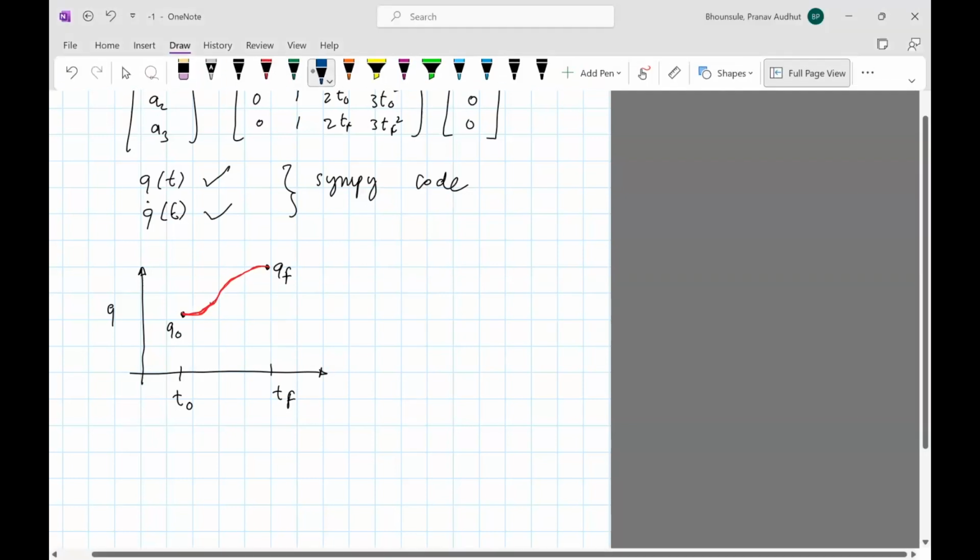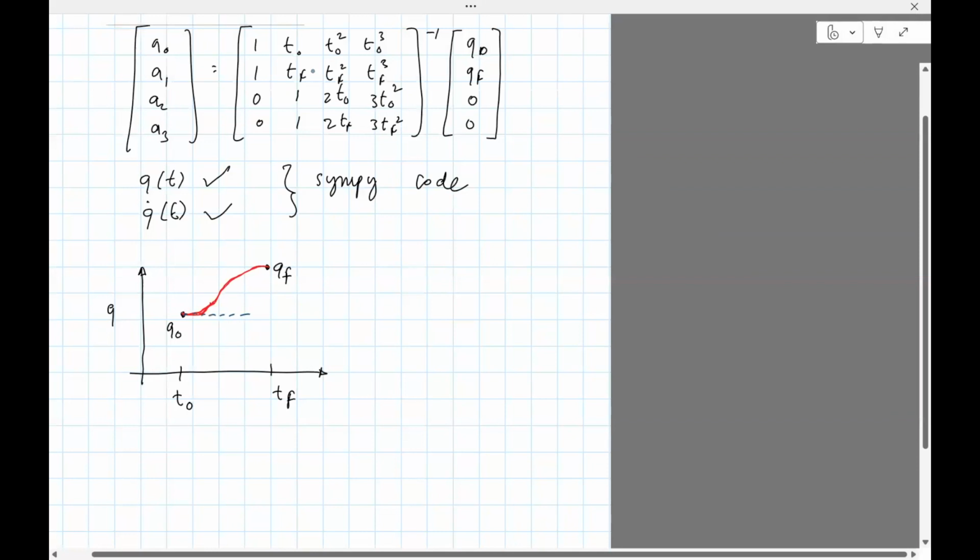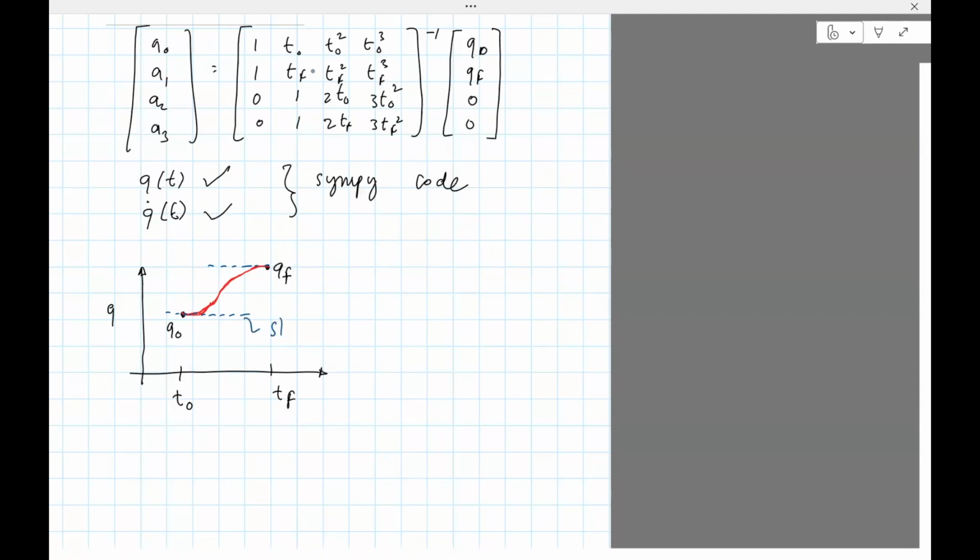Such that if you draw the tangent at Q0 and the tangent at QF, that's the slope of the line at Q0 and QF, the slope is actually 0. So it's not a straight line, but it slightly curves in. Of course, that curve is a third order polynomial like we've seen.